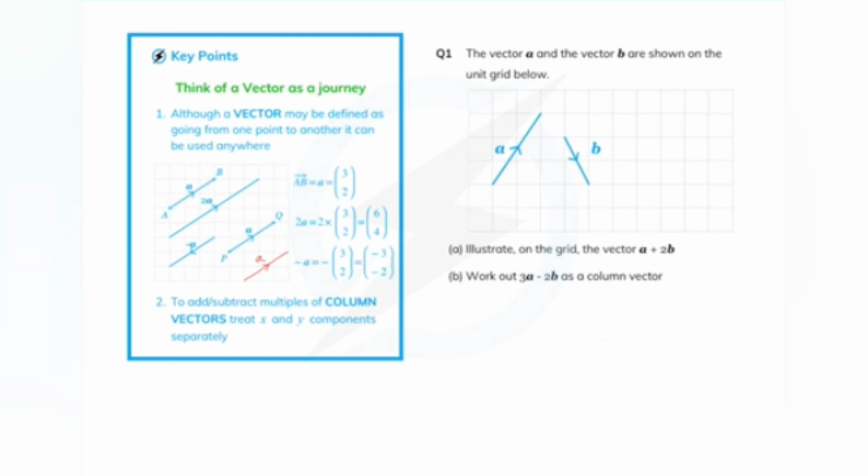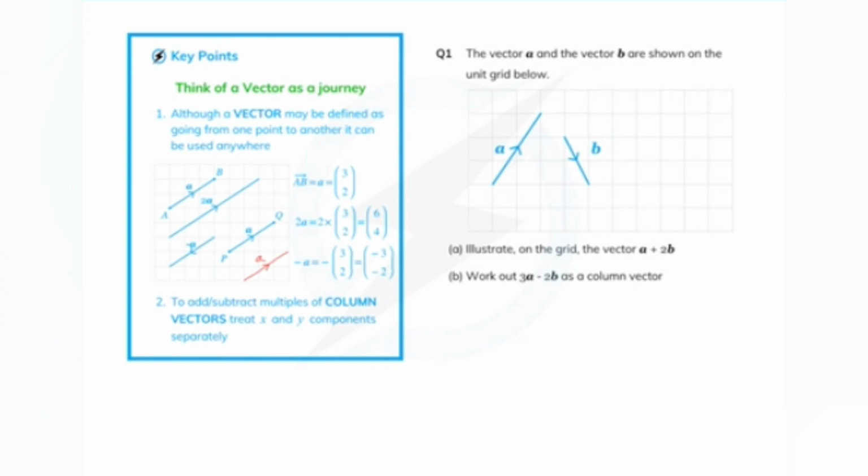Little things to notice, 2a is just in the same direction, there's one and there's the second one. So 2a is twice as long in the same direction, and minus a is the same vector but backwards. So it is parallel but going in the opposite direction.